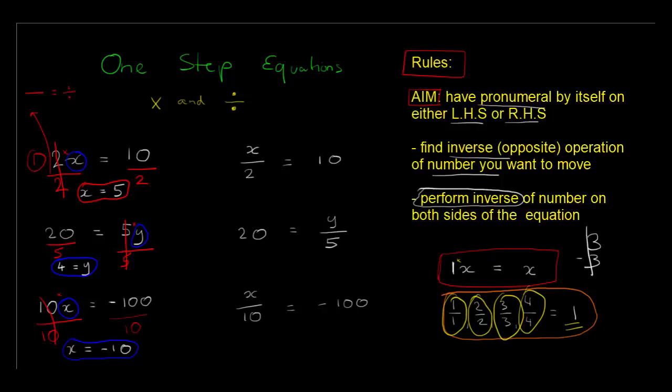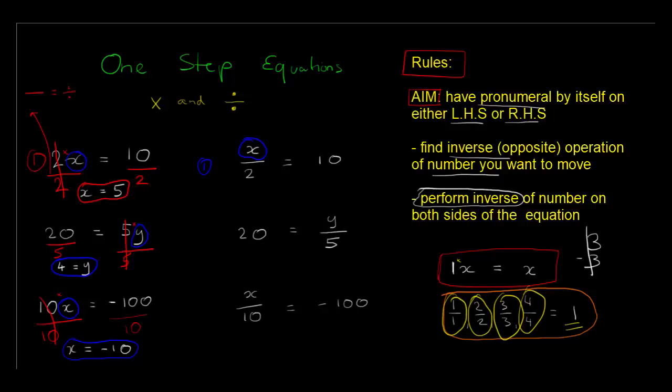Now the next one, we'll do it the other way around. Remember the idea was we wanted to get the x by itself for this question. So the question was x over 2 equals 10. We want to get the x by itself. Well, to get x by itself, we need to cross it out. So we've got x over 2 equals 10.